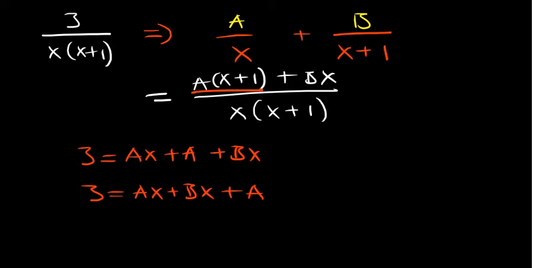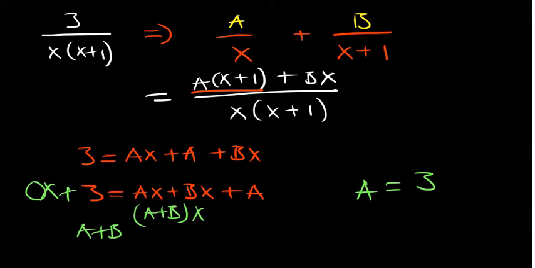In this case it becomes easy, because A is the only constant, and on this side we only have 3 as a constant. So directly we can see that A is equal to 3. Now for this part, we don't have any term attached to x, so we can introduce a 0x there. Then if you factor out x, you remain with a plus b. So a plus b should be equal to 0, because they are the ones attached to x.